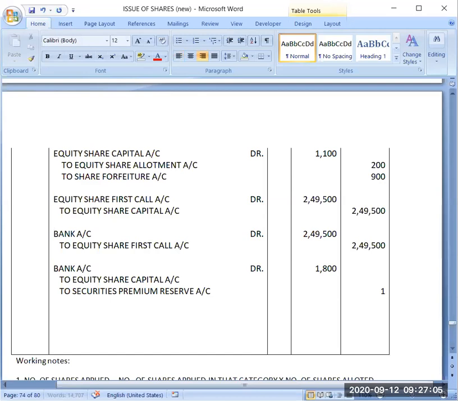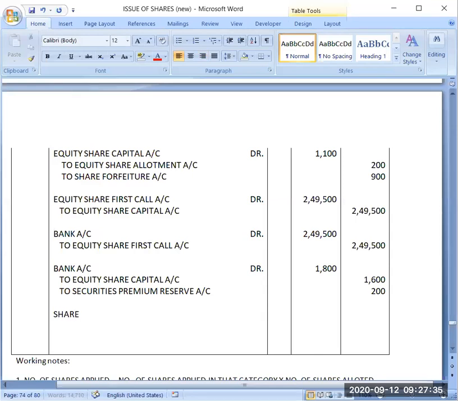So 200 multiplied by 8, because capital is assumed to be 8 paid. So that's why 8 rupees will go to the capital account, not the premium. So capital will be 1,600 and premium will be 1 rupee per share, so premium will be 200. Yes, clear? The reissue entry is clear.